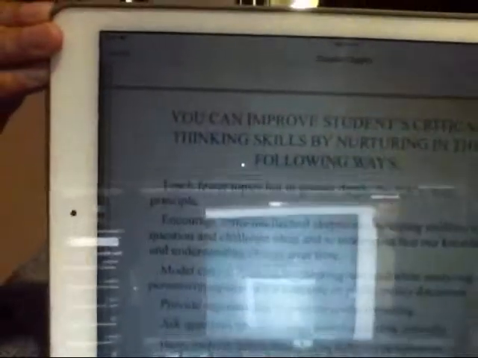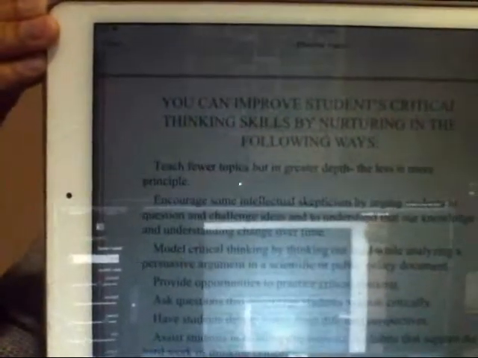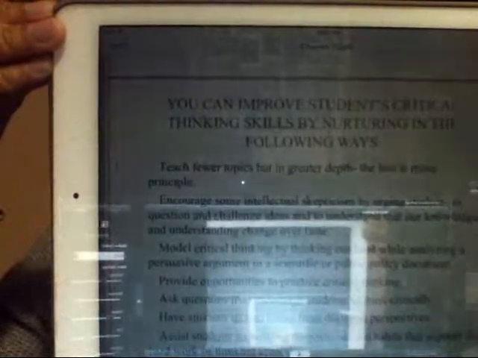The next one is provide opportunities to practice critical thinking. Like, let's say, flaws in arguments, substitution of opinion for facts.